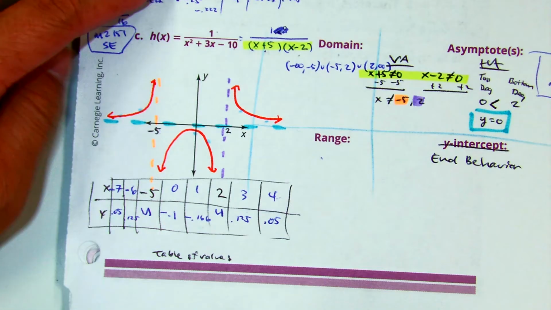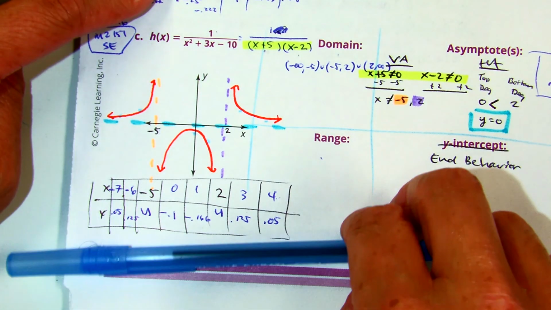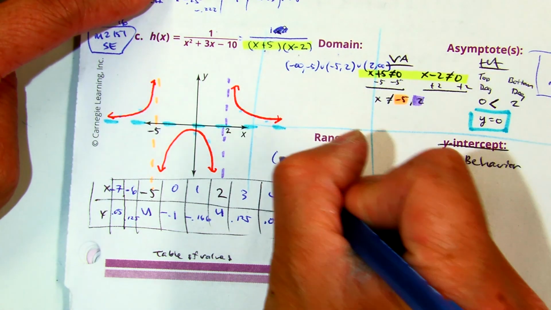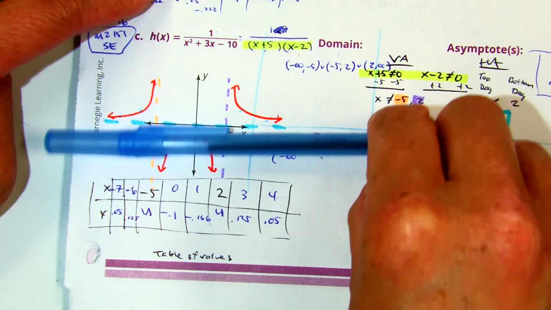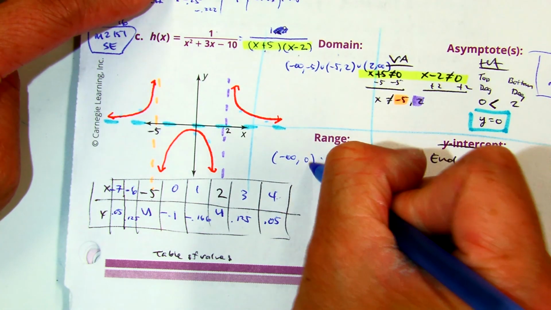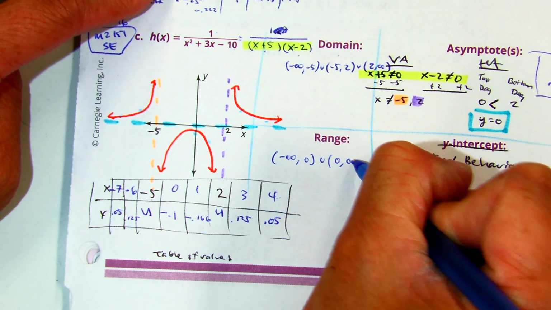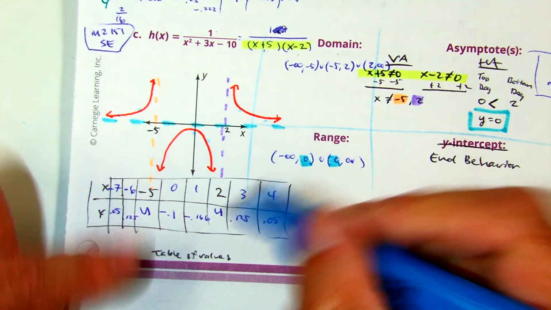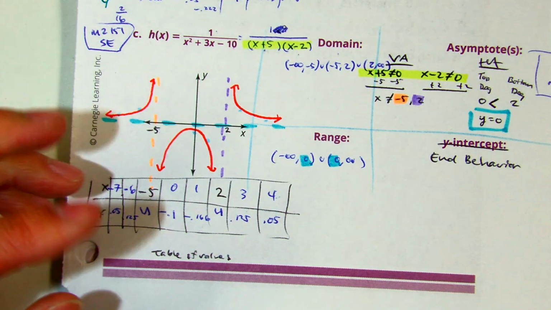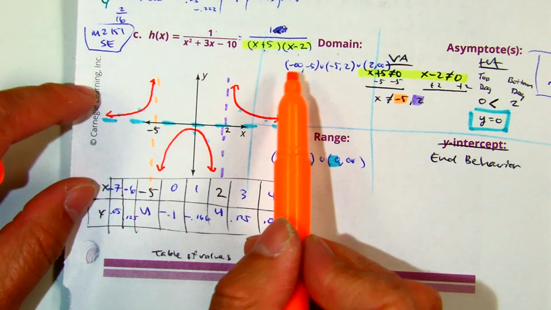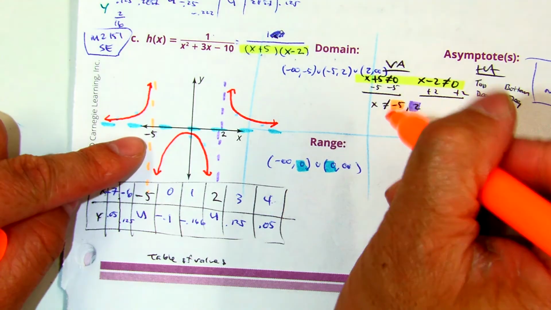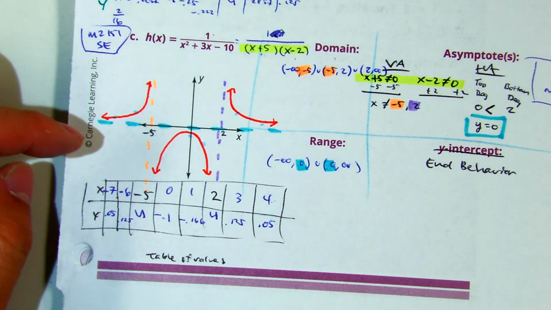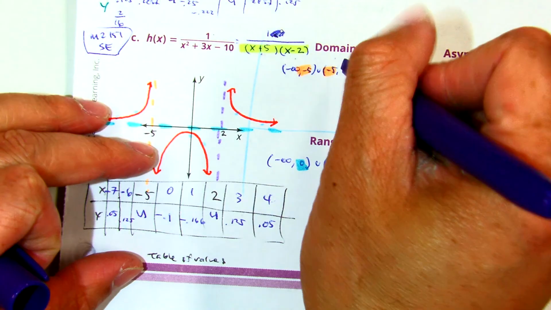How about the range? -infinity to what? What number can I not pick? 0. So to color code this, on the range, I'm going from the horizontal asymptote to the domain. The number I can't pick is -5. And the purple, which is 2, right?